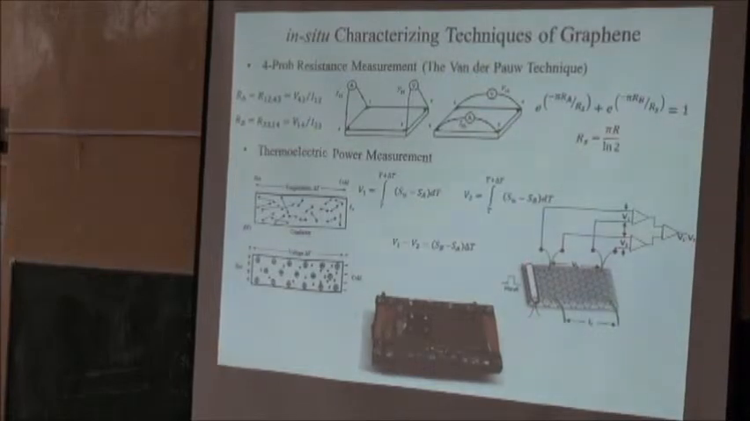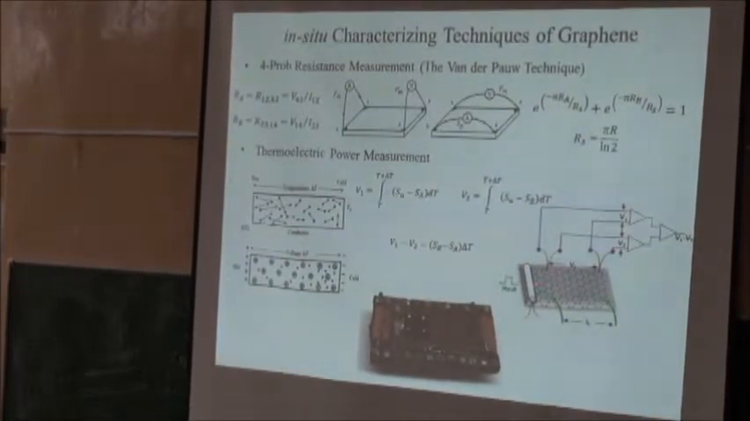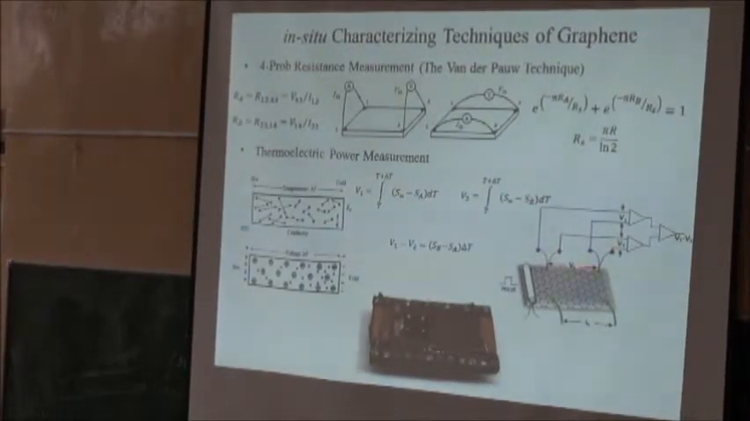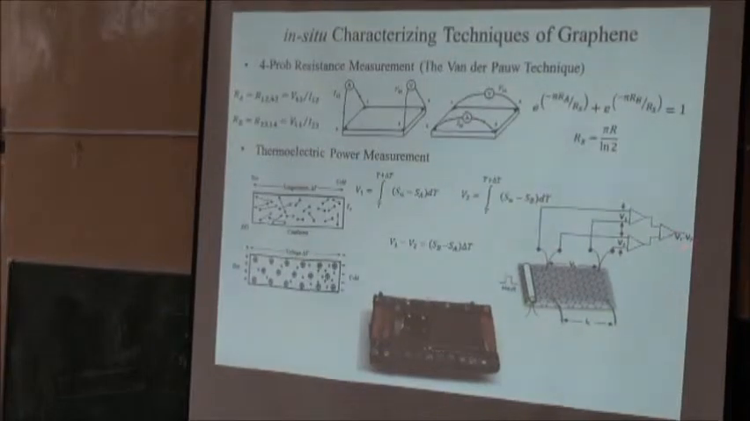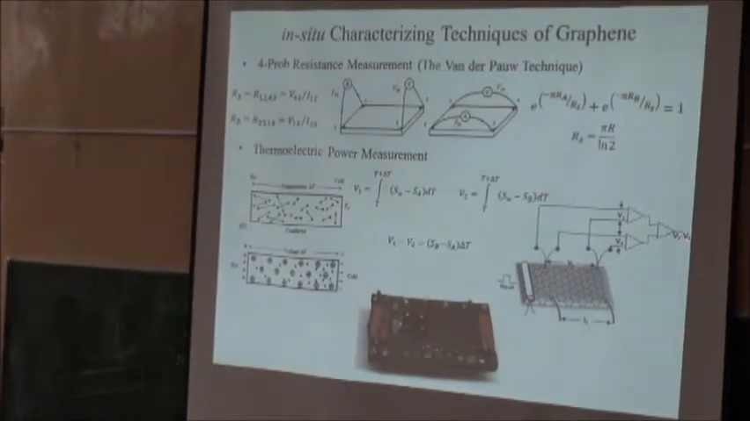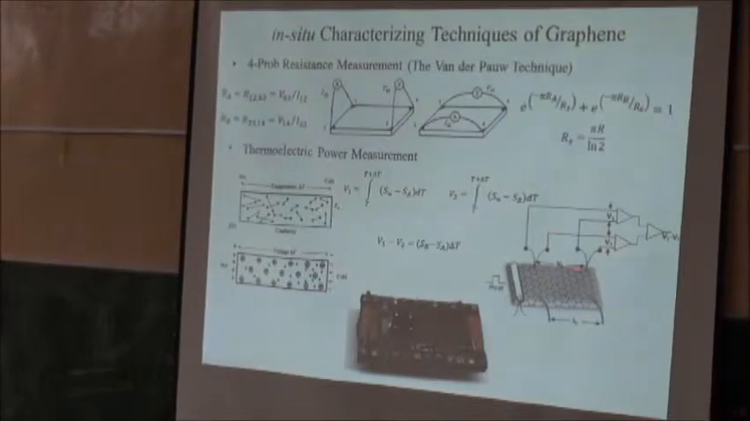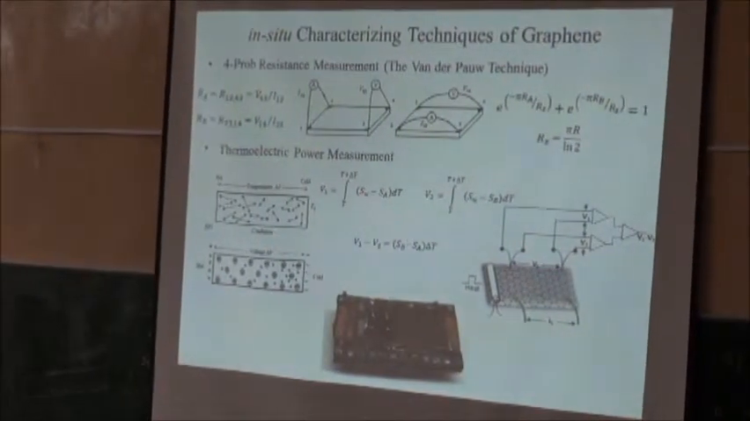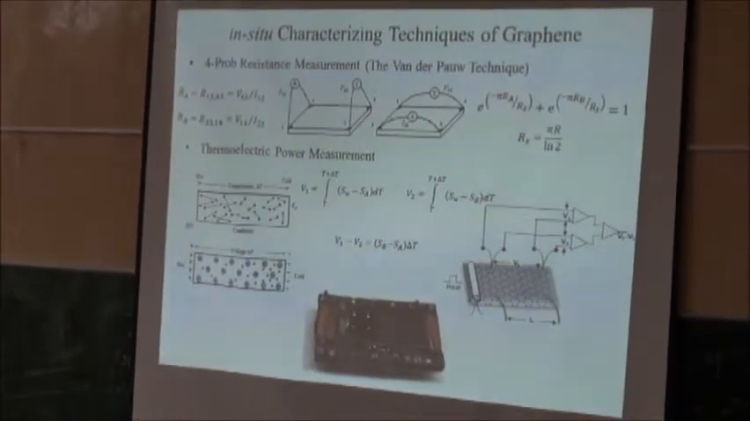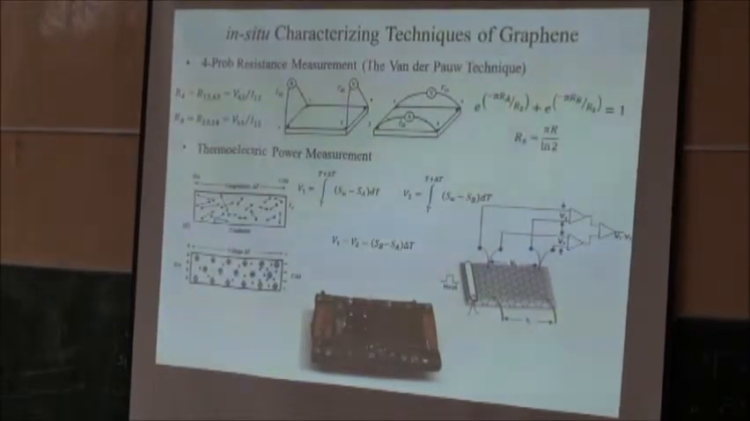Then in order to measure the thermal power, we apply a heat pulse and measure the voltage across the thermocouples. We can also measure the difference between these two voltages. That gives you a temperature difference between the two ends. From there I can calculate the thermoelectric power. That's a little detail, so you don't need it. Just make sure we measure the resistance and the thermal power.